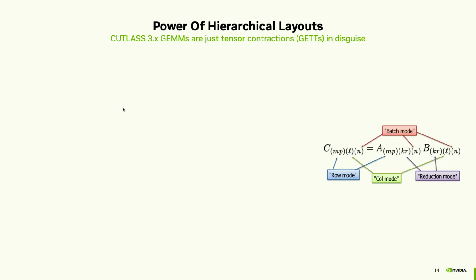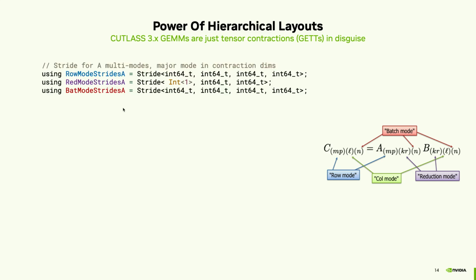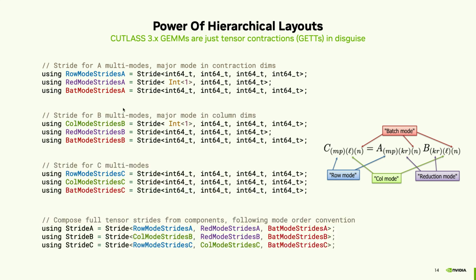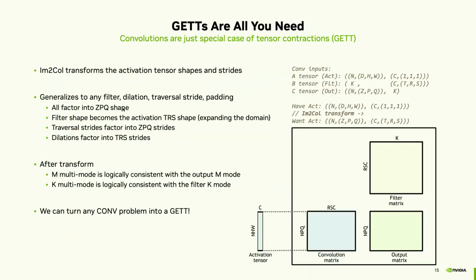But if you remember our talk from last year, the power of hierarchical layouts in Qt is that we can turn almost every linear algebra problem into a batch tensor contraction, right? And we can do so by folding multiple nested dimensions of tensors into their logical modes that correspond to either the row, column, reduction, or batch, such that every problem turns into a hierarchical rank 3 stride with possible multimodes within it. And the core observation to make with convolution is that convolution is just a specialization of a tensor contraction, which we would normally refer to as GETTs, right?